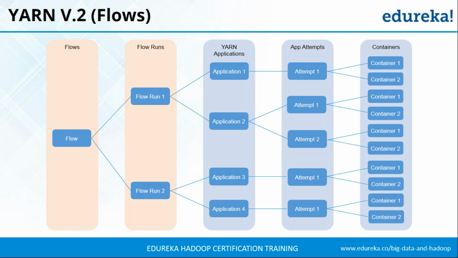The diagram illustrates the relationship between different YARN entities modeling flows. As you can notice here, we have flows, which are subdivided into flow run 1 and flow run 2. Then again it is subdivided on the basis of applications. We have applications 1, 2, 3 and 4. Then again it is divided on the basis of attempts. And finally we have containers, and we know that they are used to provide the execution environment.